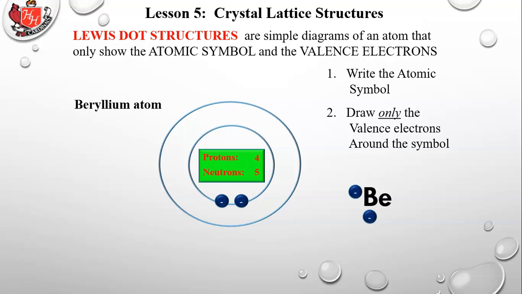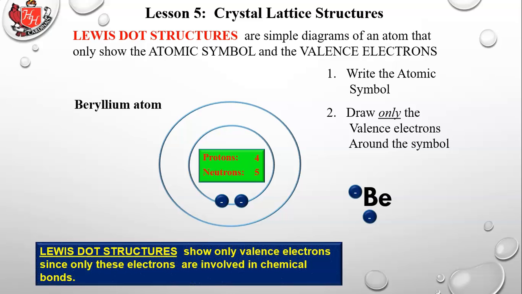Again, they could have been placed on other sides. You could have placed one of them on the top and one of them on the right. It doesn't have to be the bottom and the left. That's just the way I tend to draw my atoms and my Lewis dot structures. So Lewis dot structures show only valence electrons, since only these electrons are involved in chemical bonds.